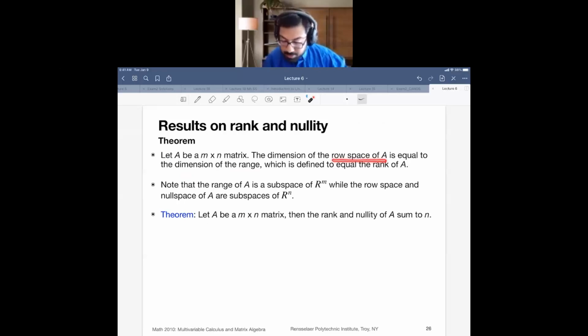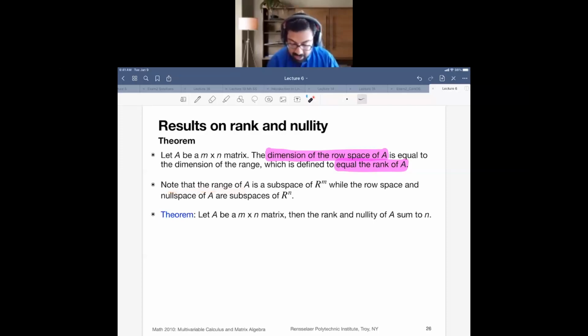So the row space of A, can you find the basis of this? If you find the basis of the row space of A and count the number of vectors in that, that is going to give you the dimension of the row space of A. That is going to be equal to the dimension of the range, which is the rank. So for the dimension of the range, find the range and express that range using basis vectors. The number of basis vectors you need is going to give you the dimension, which is also equal to the rank. So in other words, the dimension of the row space of A is going to equal the rank of A. And we'll prove this by using a numerical example in just a bit.